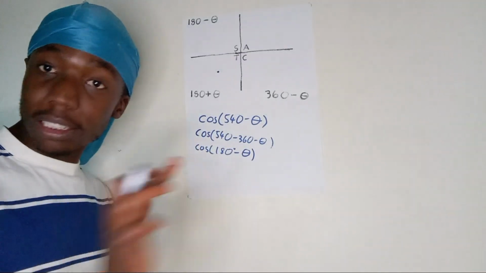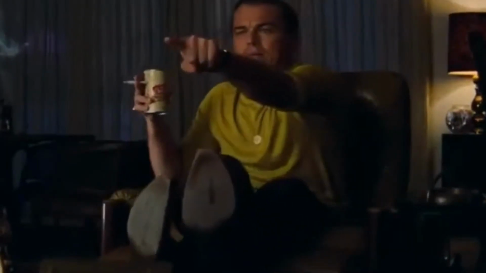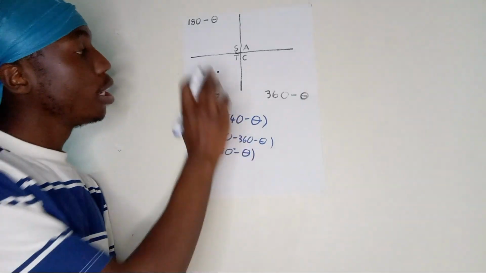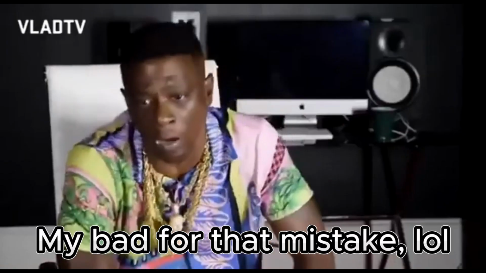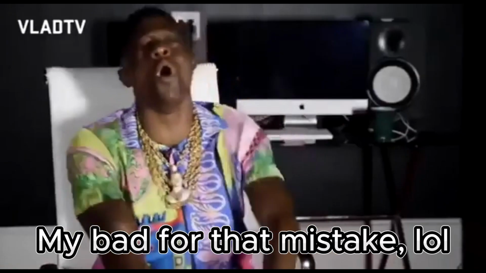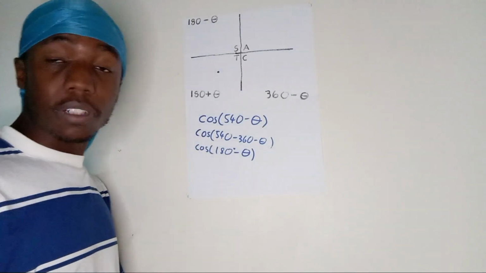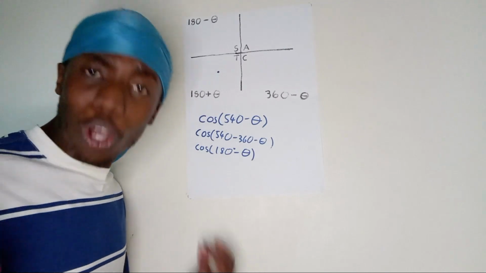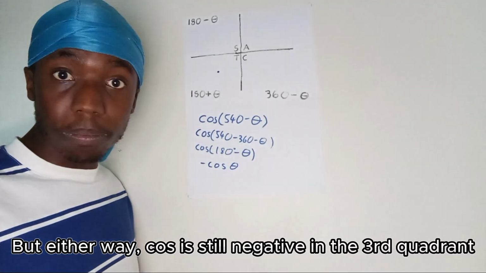And which quadrant is this gonna be? The third quadrant. Is cos positive or negative in the third quadrant? It is obviously negative. So negative cos theta, right?